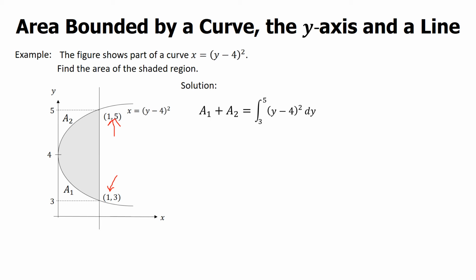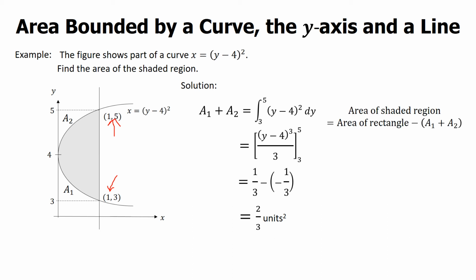So the total area for this, A1 plus A2, will be integration from 3 to 5 of (y minus 4) squared dy. So when we integrate, we get (y minus 4) cubed over 3, the range from 3 to 5. Then we substitute 5 and substitute 3 inside, we get 1 over 3 minus negative 1 over 3, which gives us 2 over 3 units squared. But this is not the region that we want to find.